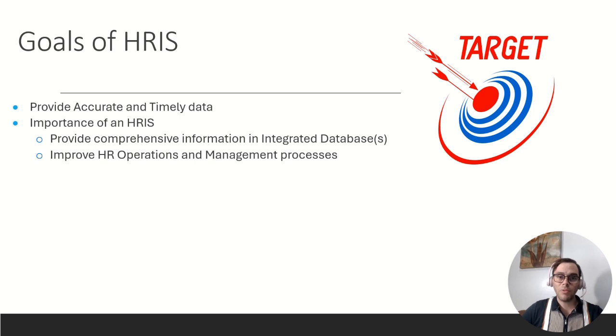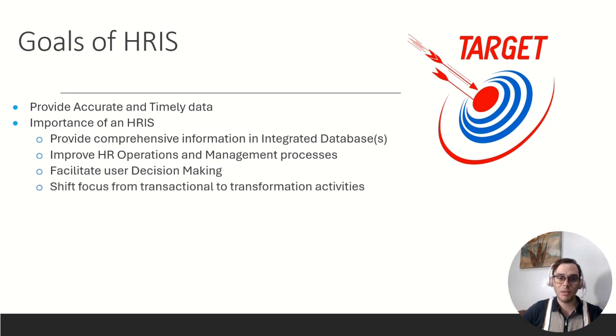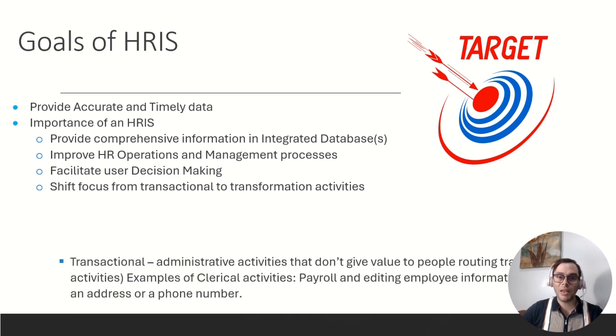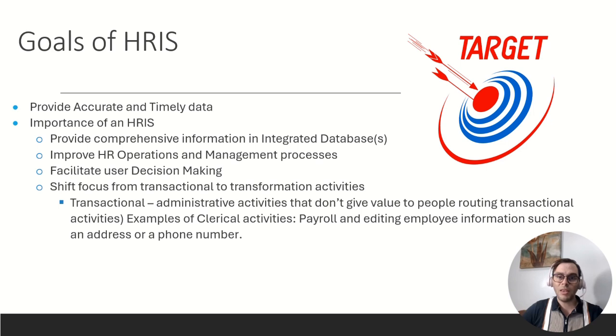Then we also improve HR operations and management processes through an HRIS. And HRIS facilitates user decision making. Also, it shifts focus from transactional to transformational activities. Transactional activities are those mere clerical activities that don't give value to people, like payroll or editing the employee information. Transformational activities are those that leverage data analytics within the organization and help in the decision-making process.